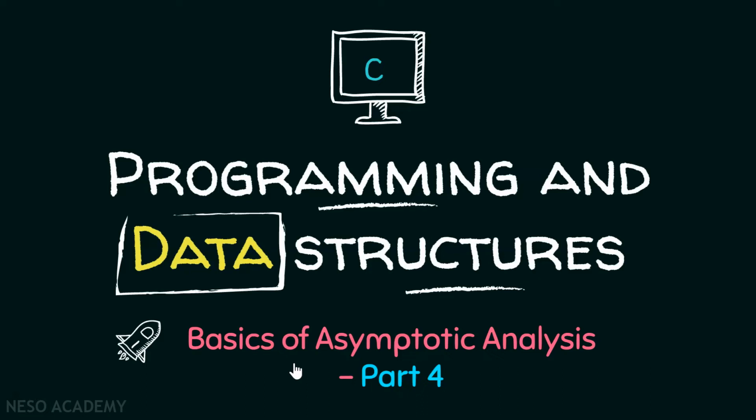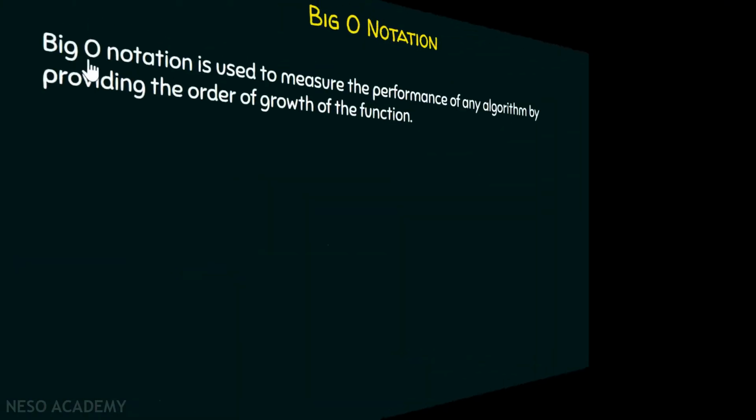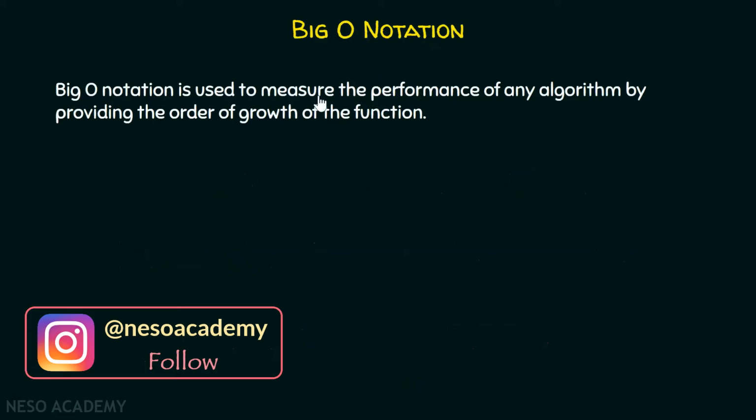In this presentation, we will try to understand what big O notation is and how it helps us in finding the growth rate of a function. So let's get started. Big O notation is used to measure the performance of any algorithm by providing the order of growth of the function. That is what big O notation is all about.